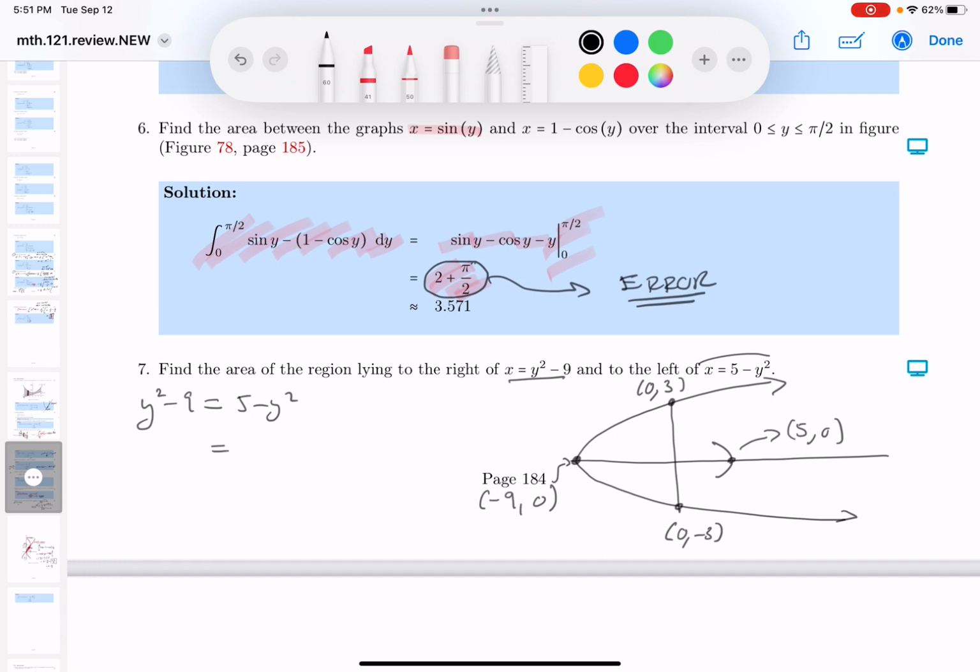Let's see. You're going to get 2y squared, and if I add 9, that's 14. So that means y squared would equal 7. So that means the y would equal plus or minus the square root of 7. All right? So I'm going to say, looking at it, let's go through that. And it's going to look sort of like this over here. And again, these are just rough pictures. All right. So I got something that looks like this over here.